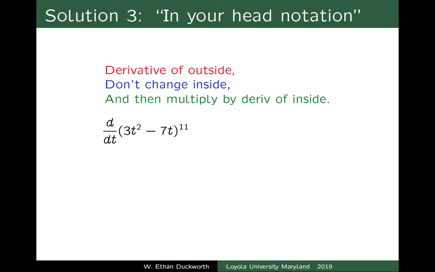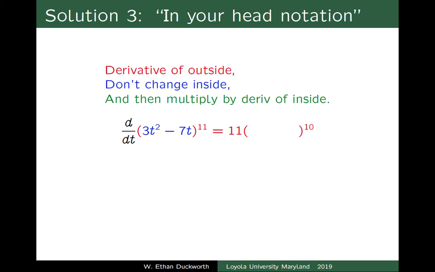Okay, so here's the original formula again, the derivative of 3t squared minus 7t to the 11th. Let's start by identifying the outside and the inside. So the outside is in red, that's the parentheses to the 11th power, and the inside is in blue, the 3t squared minus 7t. So I should start by taking the derivative of the outside. I'm going to write that with an equals sign, equals, and then the derivative of the outside would be the derivative of parentheses to the 11th. So the 11 comes down in front, and then I subtract 1 from the power. That's the derivative of the outside.